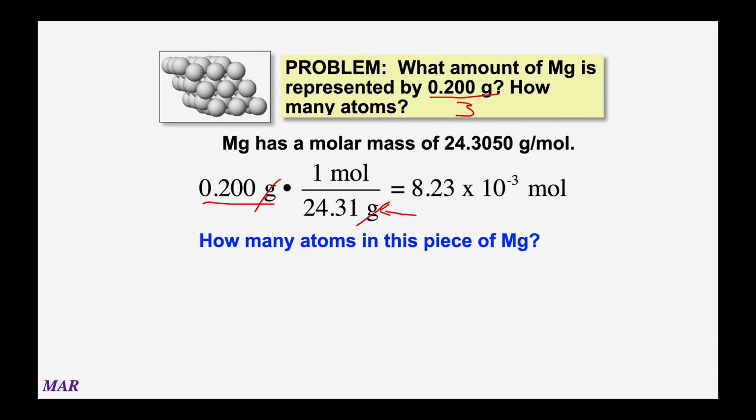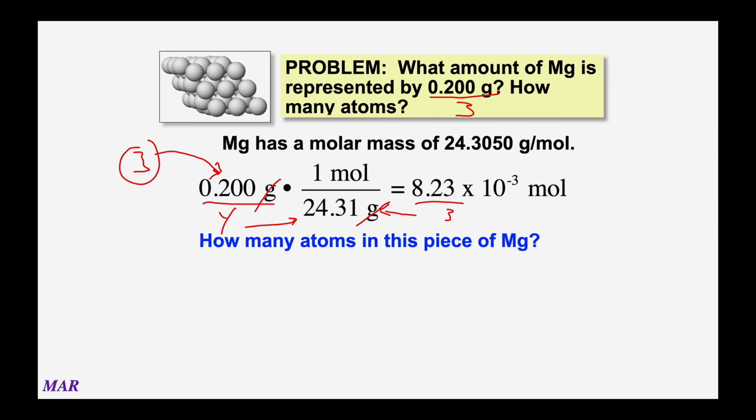And again, we're rounding it to 3 because the top number is 3 sig figs. I used a 4 sig fig 24.31. The final answer has to have the smallest number of sig figs, 3. And again, you could have used 24.3050. That would have been fine. It just takes more time, but either way is okay.